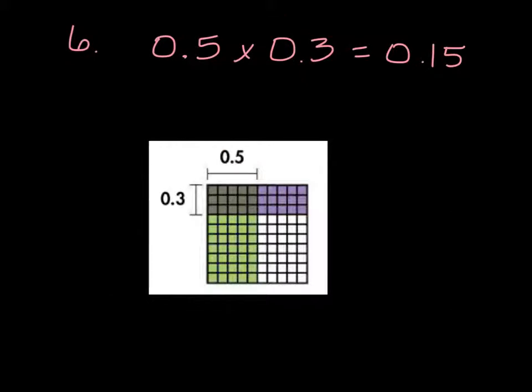So the equation here is 5/10, 1, 2, 3, 4, 5/10 times 3/10, 1, 2, 3/10 equals 15/100. And if you count these squares here, there's 15 of them. So a decimal number times a decimal number.